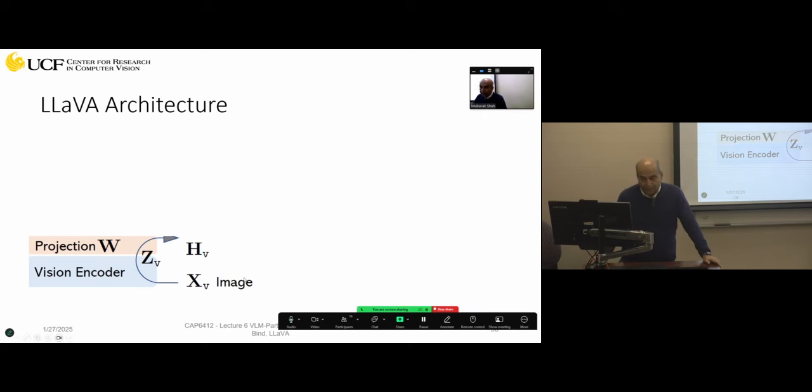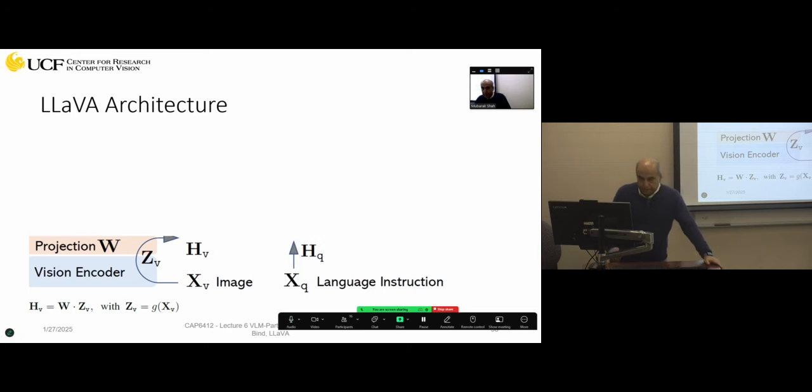So you have an image, and it goes to the image vision encoder, and you get the embedding ZV. So this is the image. It goes to the image encoder, you get a representation of that, and the image encoder can be a CLIP encoder. And then you have a projection layer, W. So you take the ZV, apply this projection layer, and it becomes HV, which then goes to the large language model.